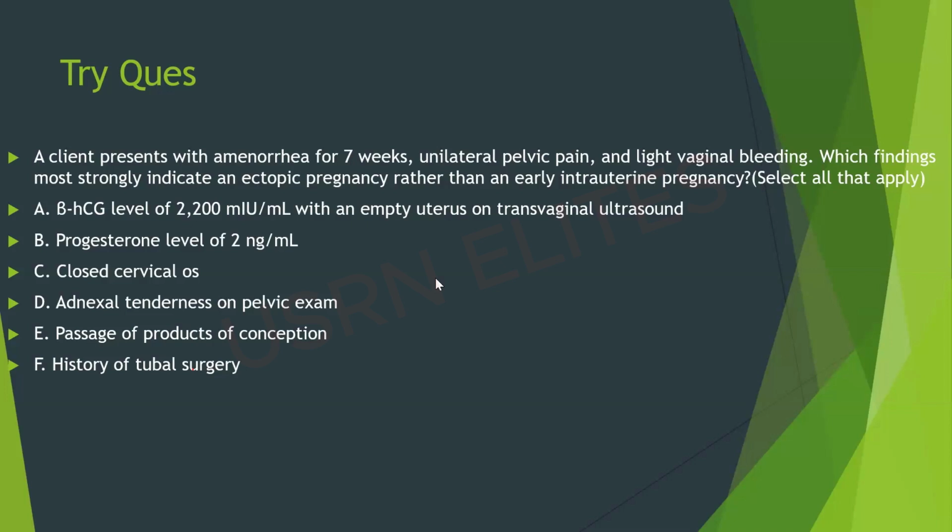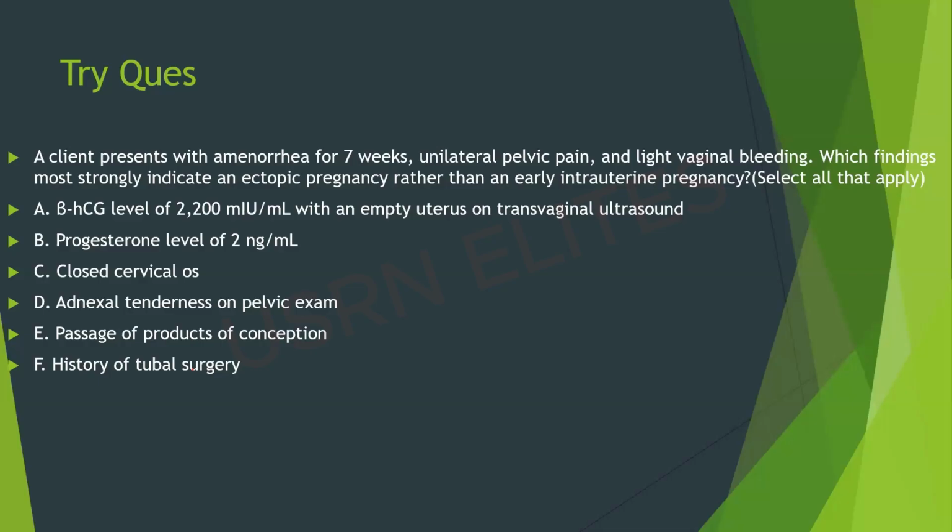So ADF. Tenderness of the pelvic. And F, history of tubal surgery. It means that maybe the tubes are not there, so I don't think F should be part of the indications of ectopic. When you have a history of tubal surgery, does it mean that you have an ectopic pregnancy? No, it indicates risk factors, not something that confirms it.